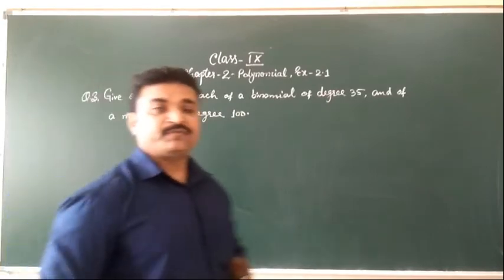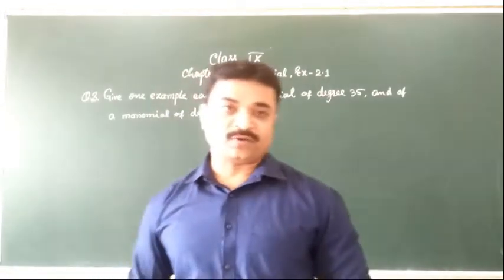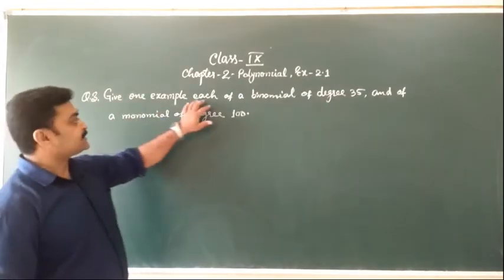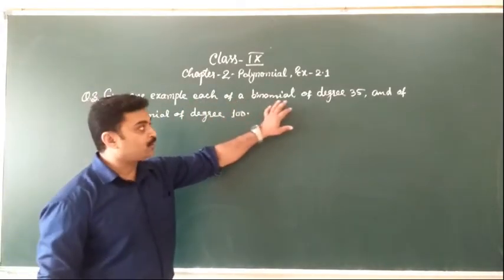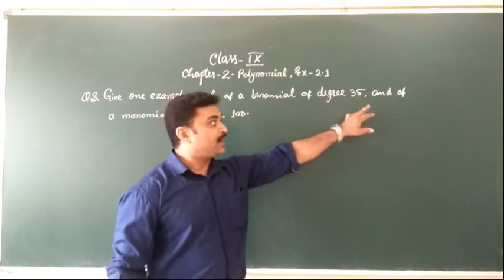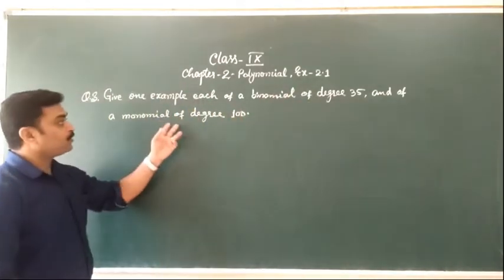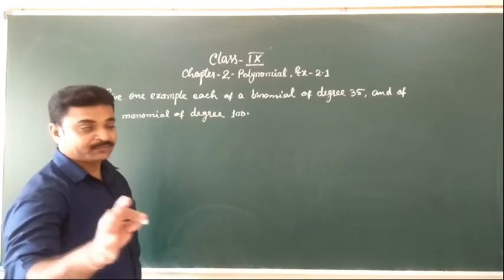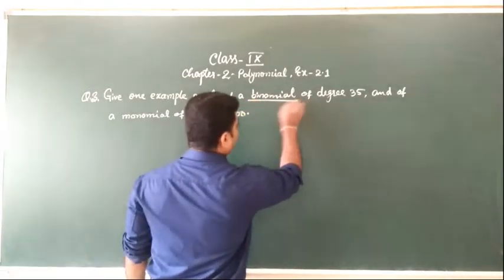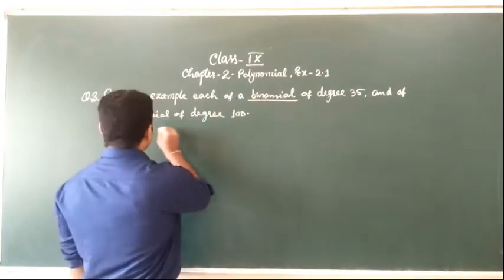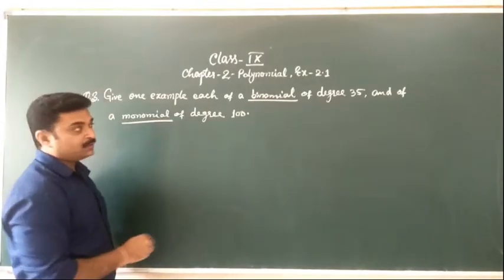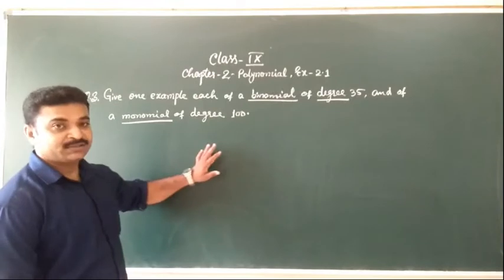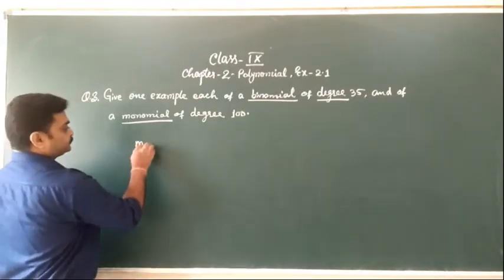So now students, we will do question number 3 of exercise number 2.1. The question is, give one example each of a binomial of degree 35 and of a monomial of degree 100. Got it? Here three terms are there: binomial, monomial, and the third one is degree.